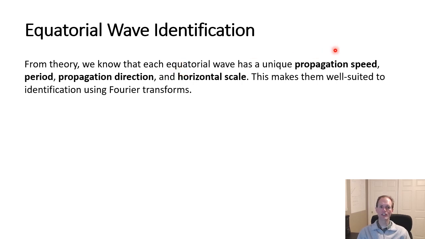So we have information that is time related: propagation speed, period, and to lesser extent propagation direction and scale. We have information that is almost exclusively wavelength or spatial dependent: propagation direction and horizontal scale. So we have data and we have waves that vary in time and in space. Fourier transforms allow us to identify signals in time and space. And so they're well suited to identifying equatorial waves from satellite data or model data using Fourier transforms.